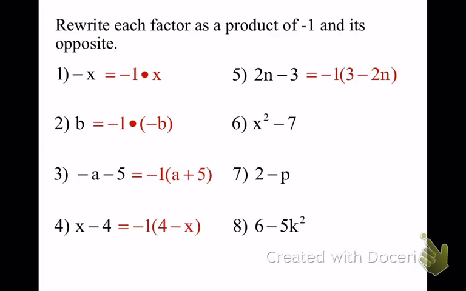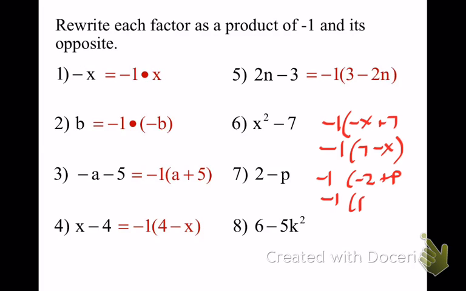Remember we're multiplying it as a, if I factor out a negative 1, what's left? I'm left with negative x plus 7. We're just rewriting that as 7 minus x. That's how I'm getting to reverse it. Negative 1, I don't need to do this extra step. Negative 2 plus p, negative 1, p minus 2. Just rewriting it. So number 8 will be negative 1 times 5k squared minus 6.